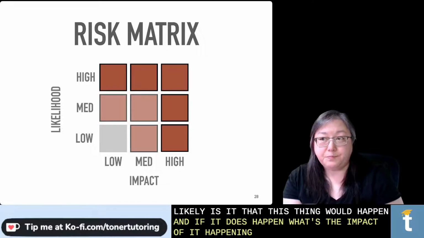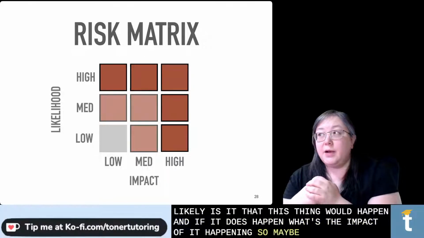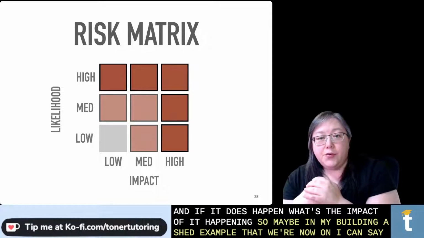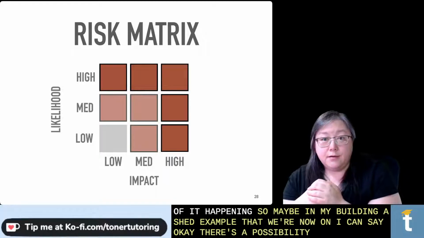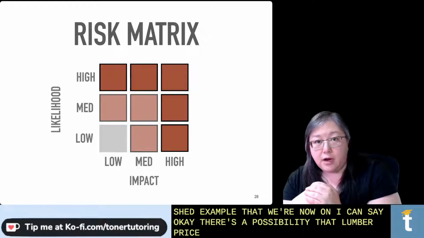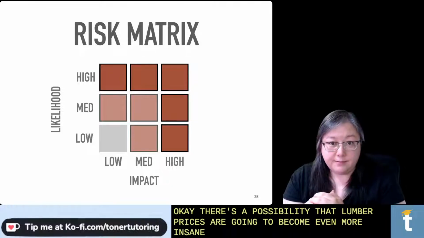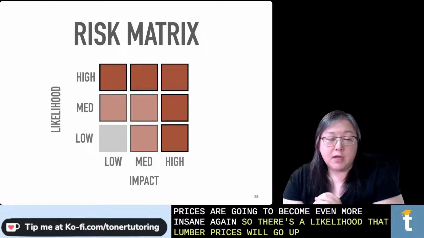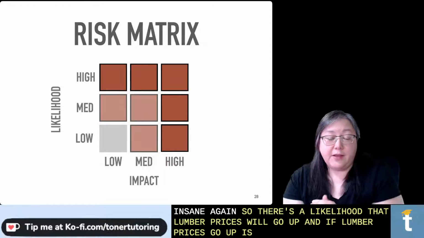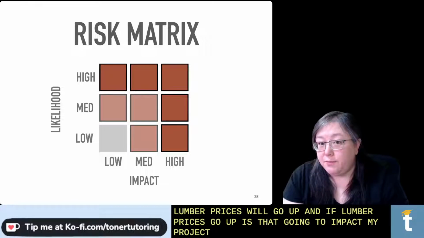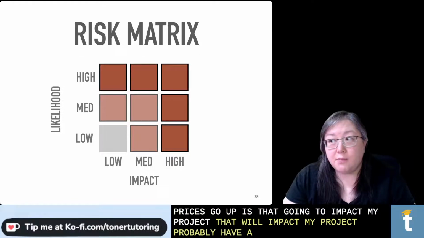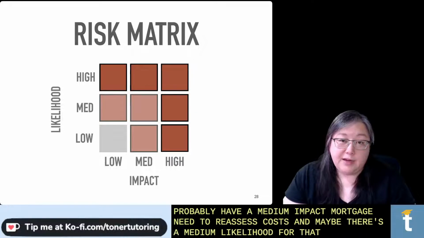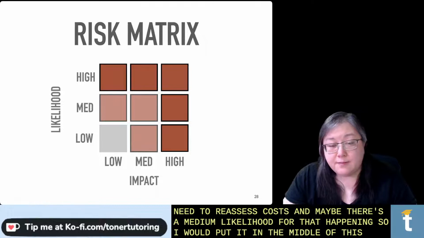if it does happen, what's the impact of it happening? So maybe in my building a shed example that we're now on, I can say, okay, there's a possibility that lumber prices are going to become even more insane again. So there's a likelihood that lumber prices will go up. And if lumber prices go up, is that going to impact my project? Yes, that will impact my project. Probably a medium impact. Maybe I just need to reassess costs. And maybe there's a medium likelihood for that happening, so I would put it in the middle of this matrix.